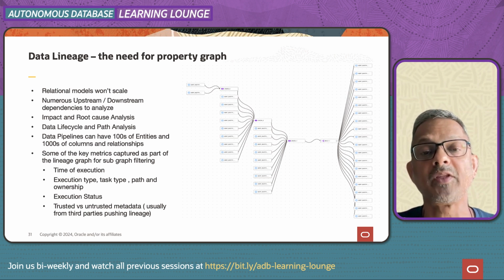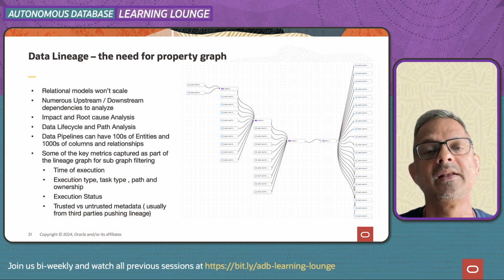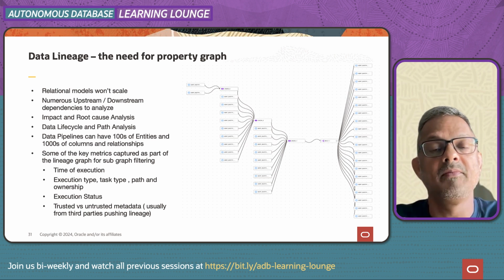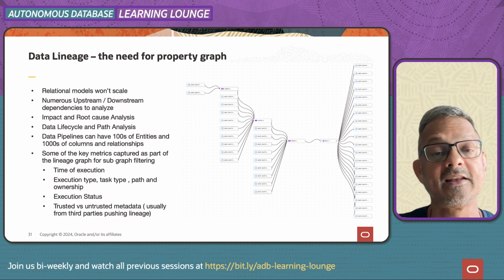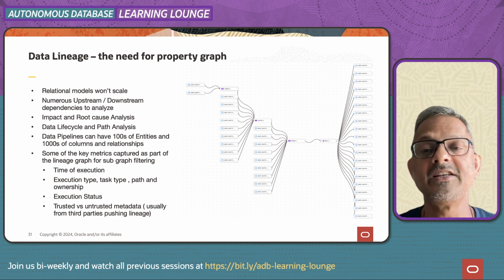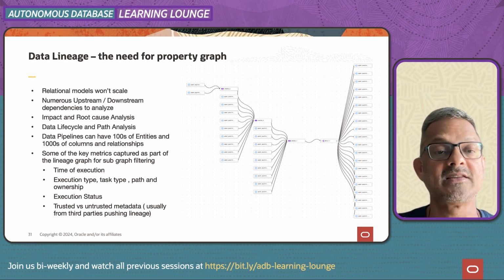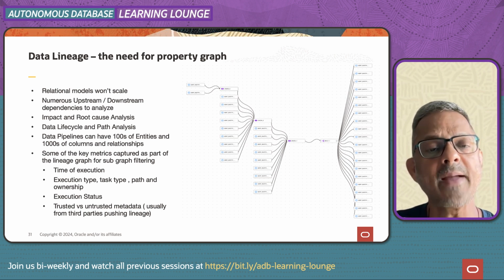What are the interesting incoming edges? Third-party data I'm actually feeding as part of the system, and I'm using it to finally shape my data that is used in the visualizations. Pipelines can have hundreds of entities, thousands of columns, 10,000 columns, in some cases 10,000s. And we capture a lot of information.